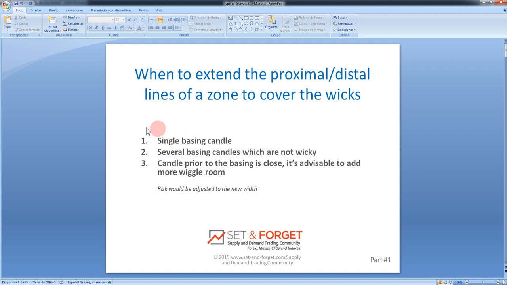So these are more or less the situations where we can extend and adjust the proximal and distal lines of a level: when we have a single basing candle, when we have several basing candles which are not wicky, and when we have a candle prior to the basing which is very close to price, where it's advisable to add more wiggle room. Let's cover some examples so you understand the logic here. We would always adjust the risk to the new width, okay?